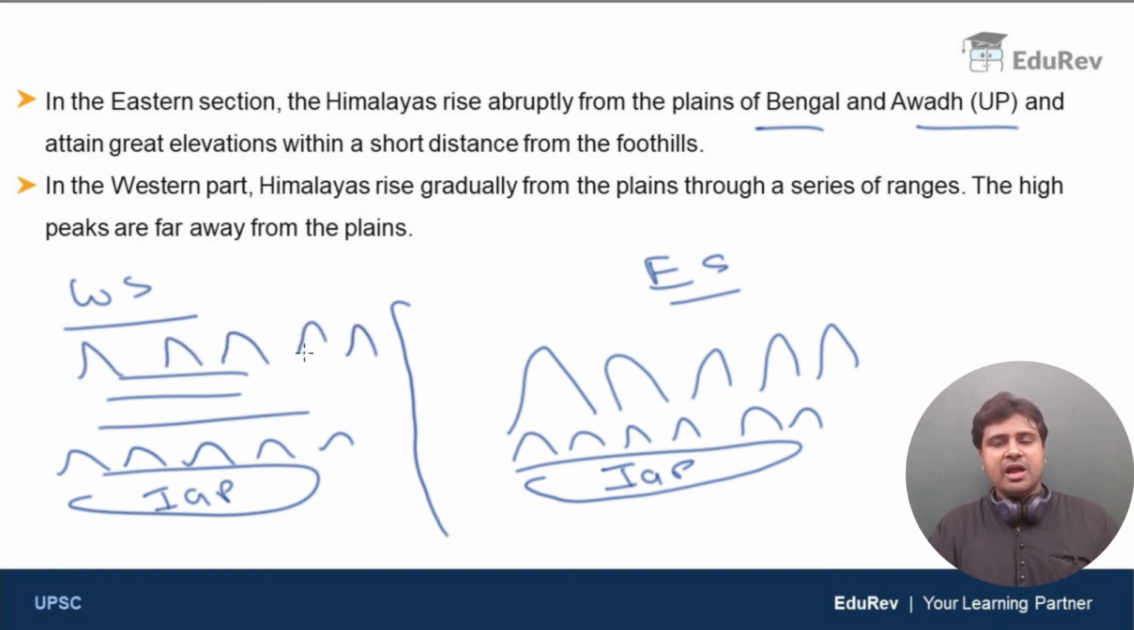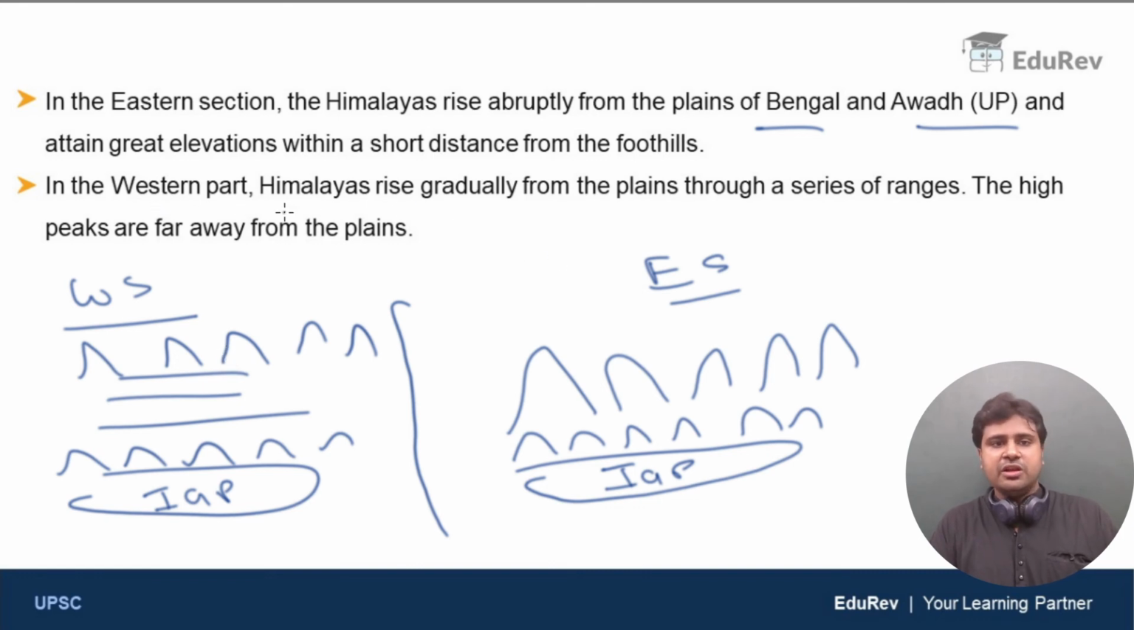So in the western section, high peaks are not close to the plain, but in the eastern section, the high peaks or the high mountains are close to the plain. Okay, so in the eastern section, just to the north of the Indo-Gangetic plain, you find the foothills or the Shivaliks. And very close to the Shivaliks, you find peaks which are very high, more than 6,000 or 7,000 meters high. But in the western section, above the Indo-Gangetic plain, again you have the Shivaliks. And after Shivaliks, you encounter a series of ranges which gradually rise in elevation. And then you encounter high mountains.